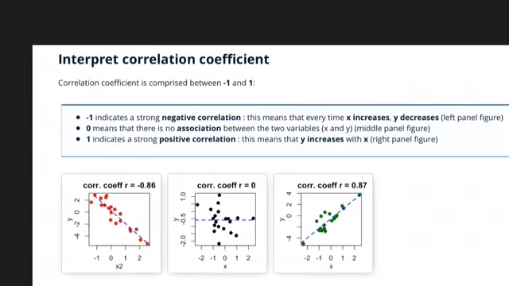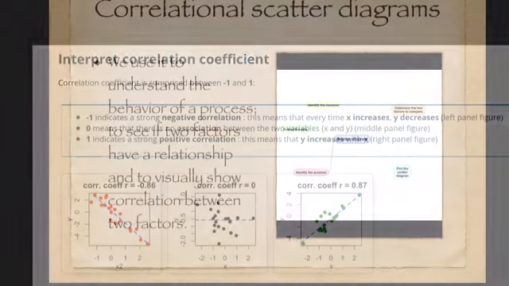Okay, here you can see an example of interpreting the correlation coefficient. In the first picture, you can see an example of negative correlation. This means that every time x increases, y decreases. In the middle picture is an example of no association. And on the right picture is an example of positive correlation. This means that y increases with x.